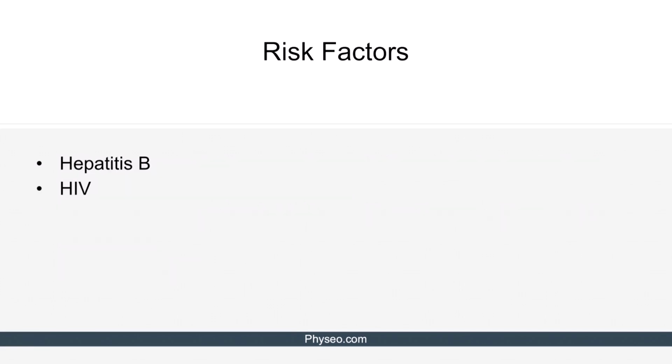Let's talk about the common risk factors of polyarteritis nodosa. Patients infected with hepatitis B and HIV are at high risk of developing this disease. Although the association between polyarteritis nodosa and hepatitis B is well established, the mechanism behind why this association exists is largely unknown. Regardless, try to remember that because it's frequently tested on boards.